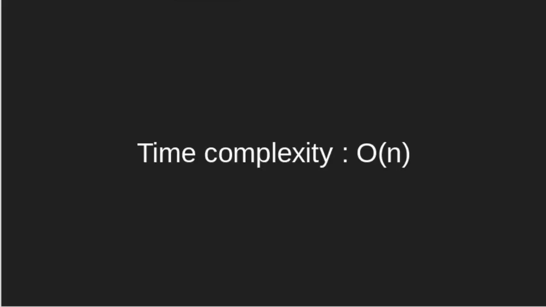In the worst case, we traverse the whole circular linked list, which takes time proportional to n, and after that you have to just insert the new node, which takes constant time. Therefore, time complexity is big O of n.